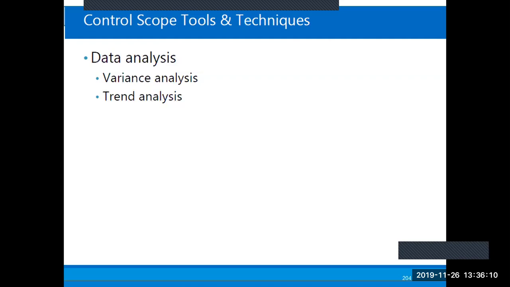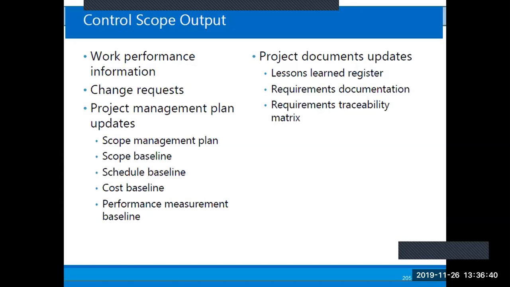Then trend analysis talks about measuring performance variation over time. How is the project performing over the past three months? You take a trend analysis and you see, is it bubbling up? Is it bubbling down? Is it zigzagging? So that they can interpret what measures to put in place to put the project on a smooth path. Okay, control scope outputs: you would have work performance information, change requests, updates to the project management plan, and project documents updates.